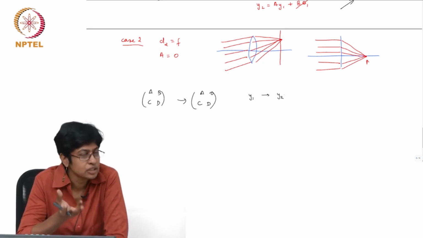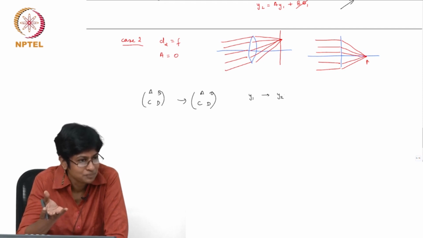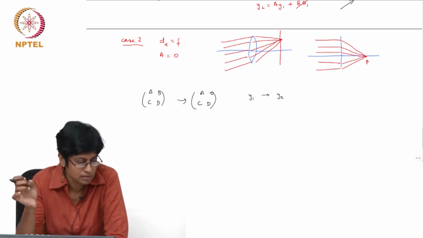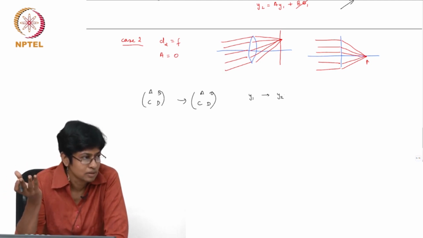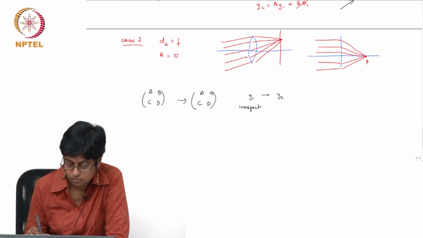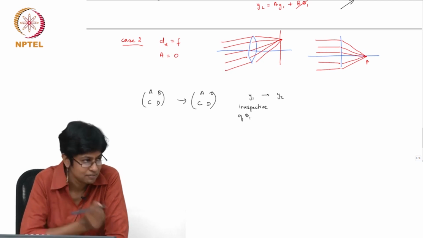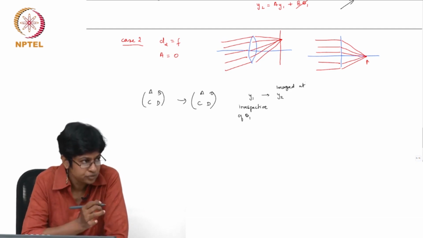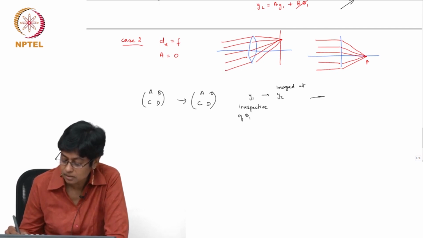And that is the very definition of a good imaging system, right? If all rays from one object point get imaged to the same image point, that's a definition of a good imaging system, right? So we are saying all rays from y1, irrespective of theta 1 can have any value, they get imaged at y2. They may be coming to y2 with a different angle, but they are arriving at y2, and this is the definition of a good imaging system.